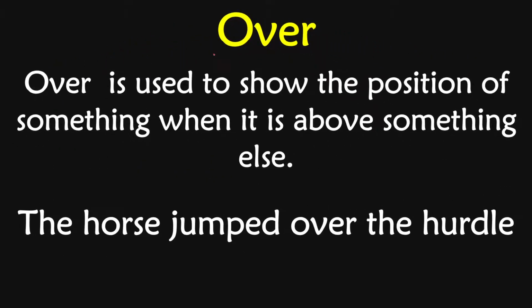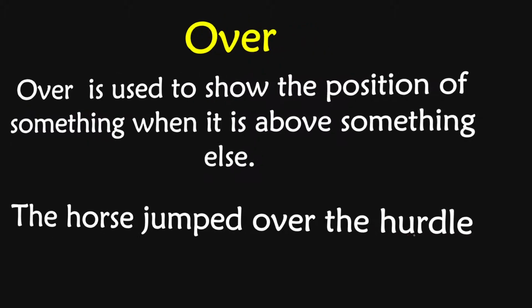Over. This is also a preposition. Over is used to show the position of something when it is above something else, like the horse jumped over the hurdle. Here, over is a preposition used to show the position of something when it is above something else. The horse jumped over the hurdle, like this. Okay.